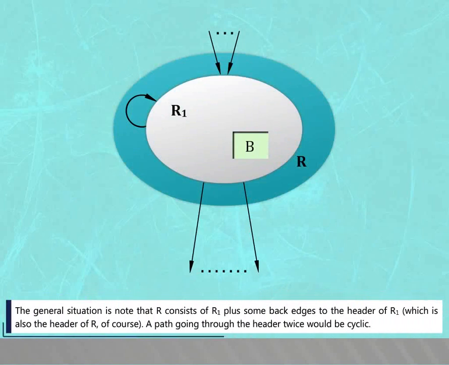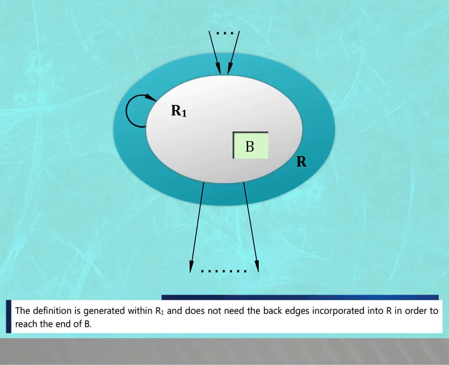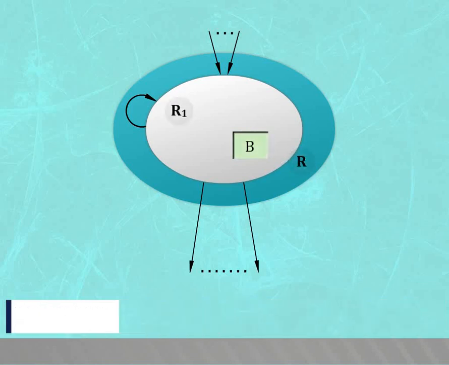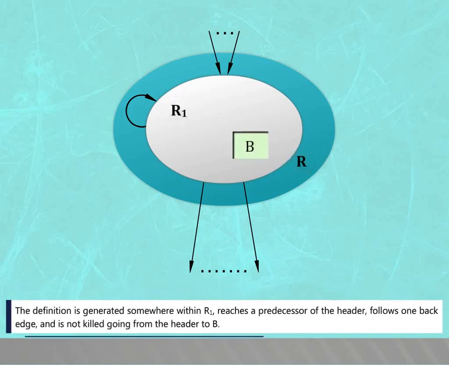Now the general situation: note that R consists of R1 plus some back edges to the header of R1, which is also the header of R, of course. A path going through the header twice would be cyclic. A definition reaches the end of B if either the definition is generated within R1 and does not need the back edges incorporated into R in order to reach the end of B, or the definition is generated somewhere within R1, reaches a predecessor of the header, follows one back edge, and is not killed going from the header to B.